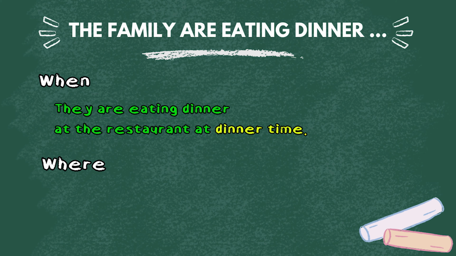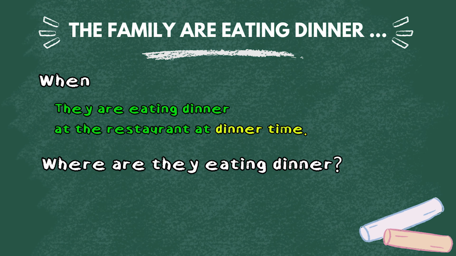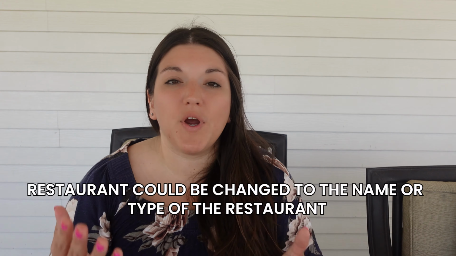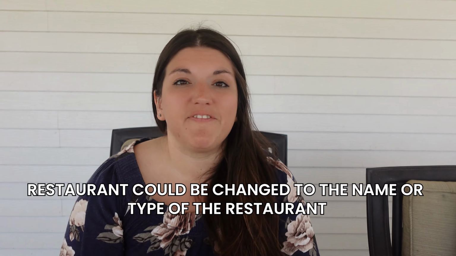Where? Where are they eating dinner? Well, they are eating dinner at the restaurant. We got it. It's there, right? You could also change restaurant to the specific restaurant that they're eating at. They are eating dinner at Burger King. Why?